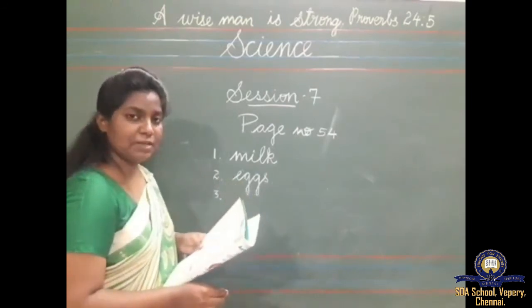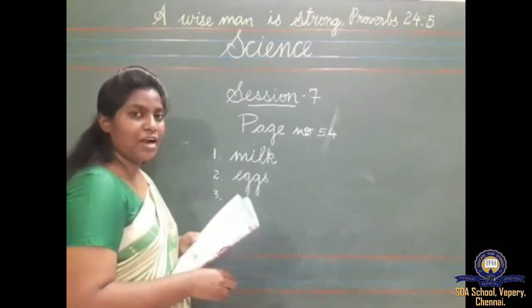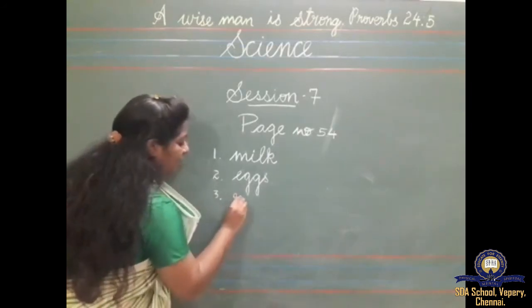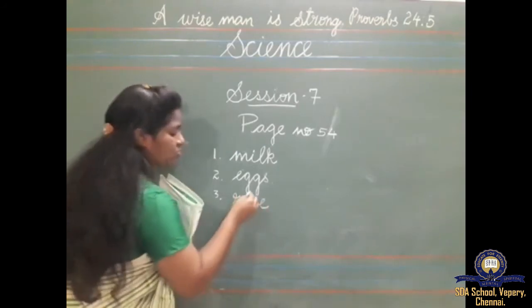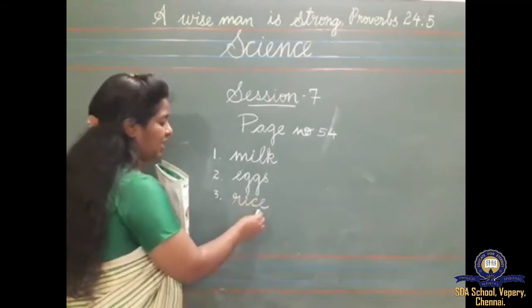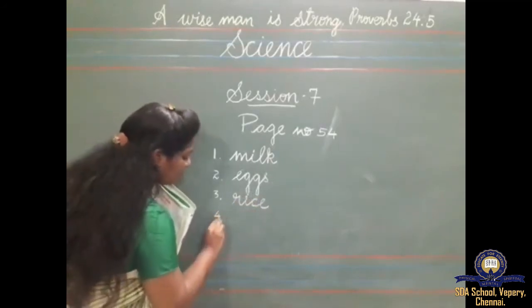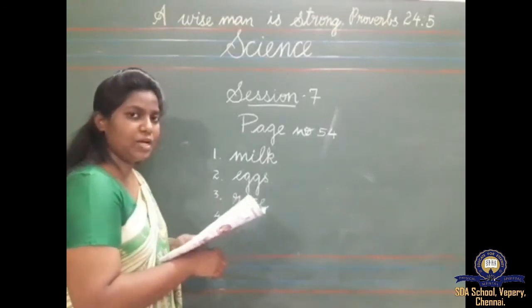See from your book and tell me what is the third one. Rice. What is the spelling of rice? R-I-C-E. Rice. Shall we move on to the fourth one? Look at your book and tell me what is the fourth one?